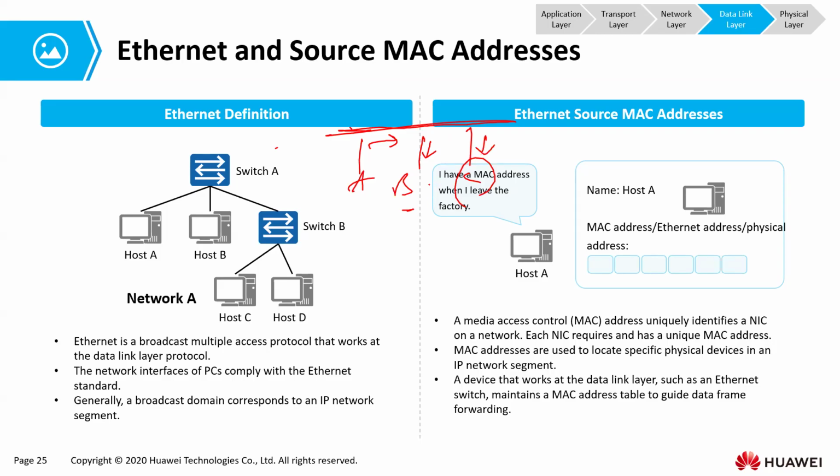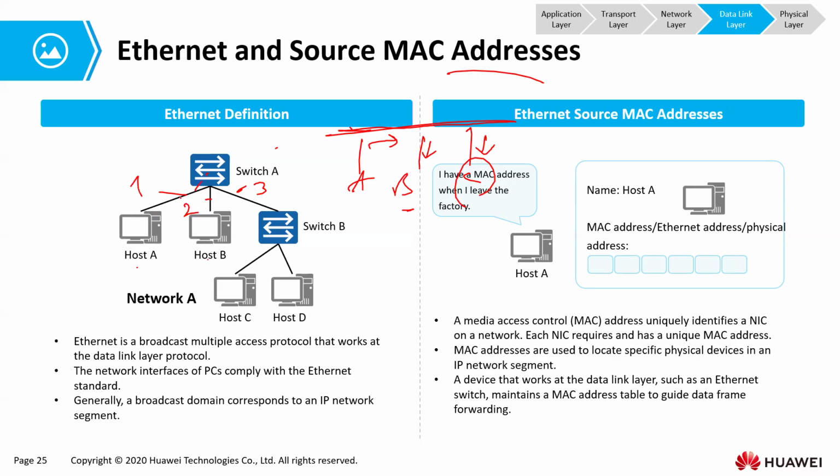A device, the switch, a layer 2 device making use of my MAC addresses, separates my collision domains. So instead of having A and B in the same collision domain, the switch has ports. Let's call this port 1, let's call this port 2, let's call this port 3. The ports are used to separate my domains. How do they separate my domains? Every port has a different MAC address from the other, meaning a separate collision domain.